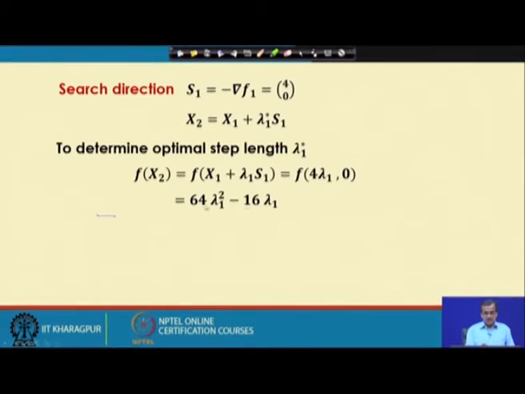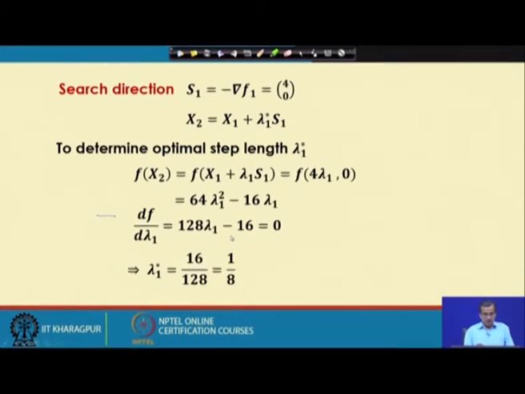Now, it has become a function of only one variable, lambda 1, and to find the optimal value for this lambda 1, we can find the derivative and put it equal to 0. So, d f d lambda 1 is 128 lambda 1 minus 16, and we put it equal to 0 and solve for lambda 1. Now, this lambda 1 star becomes 16 divided by 128, that is 1 by 8. So, this is the optimal step length.